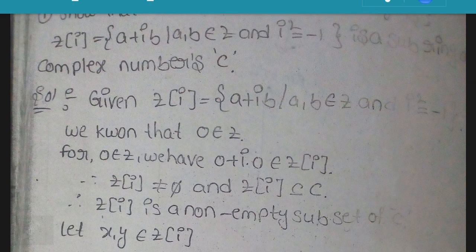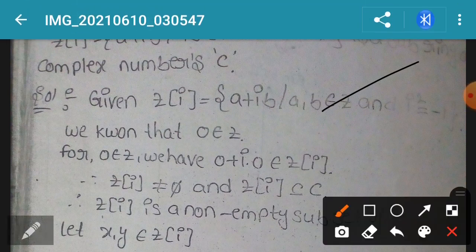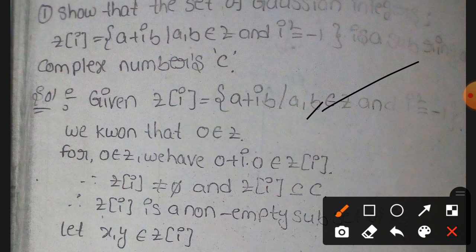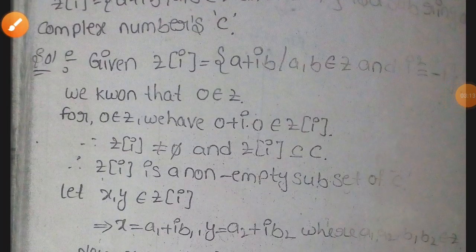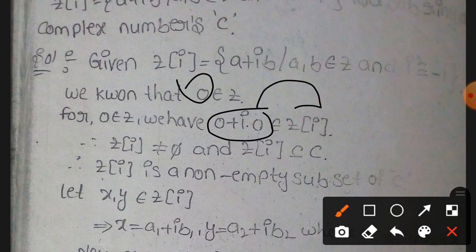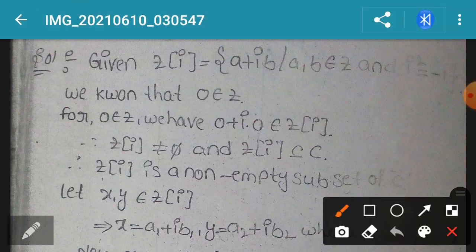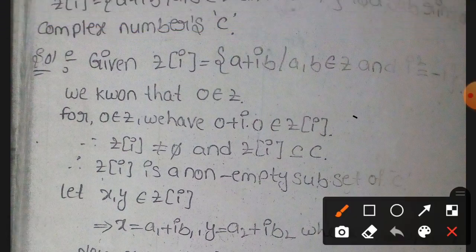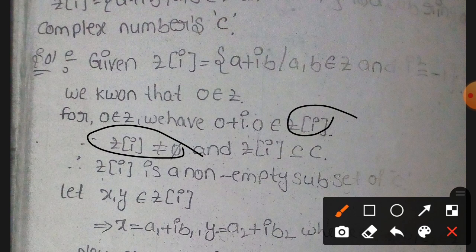Now, the Gaussian integer set has some elements. 0 is always in Z, the integer set from minus infinity to plus infinity, so 0 belongs to Z. We write 0 as 0 plus i0, so 0 is in the form of a Gaussian integer. That 0 is an element of the complex number set and also of the Gaussian integer set. So there is some element in Z[i], which is therefore not empty, and the same element is also in the complex numbers.